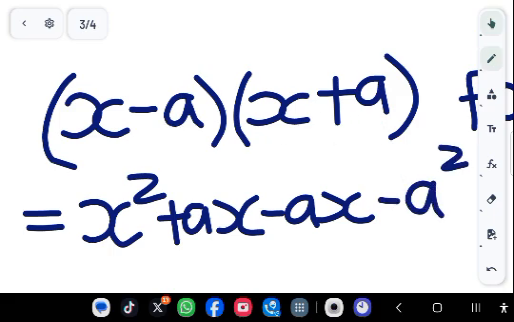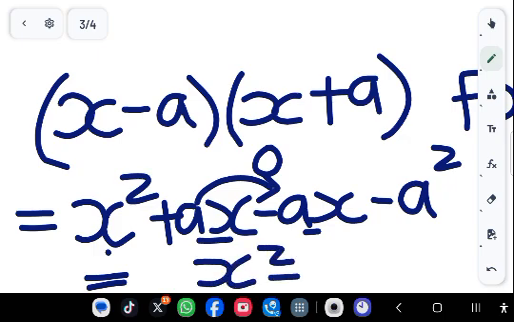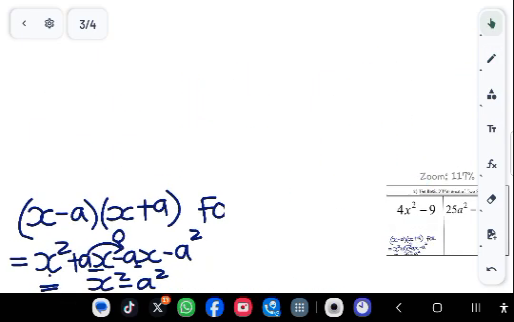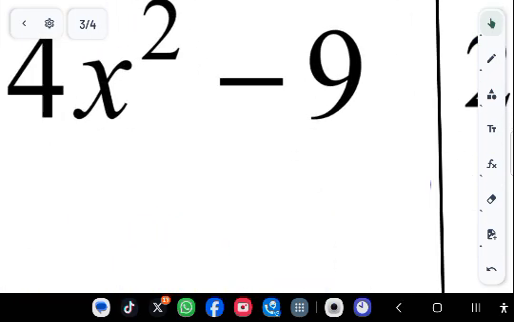Now notice that the middle terms add to 0, because that's ax minus ax, that gives us 0. Therefore, you are left with x squared minus a squared. And that's what happens with all difference of two squares. Similarly, so how do you do it? Here is a shortcut.